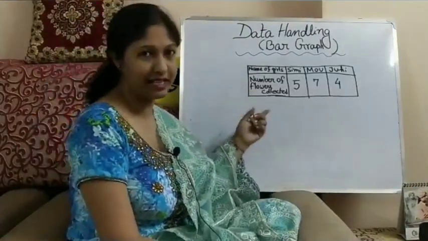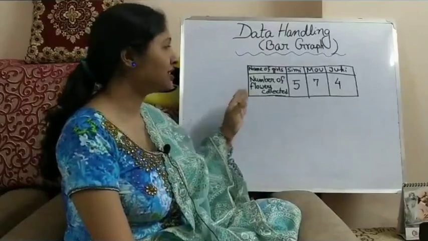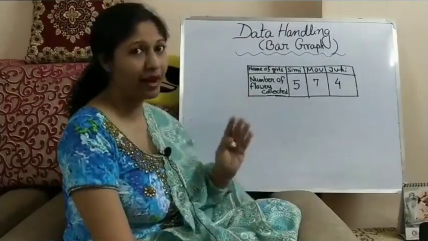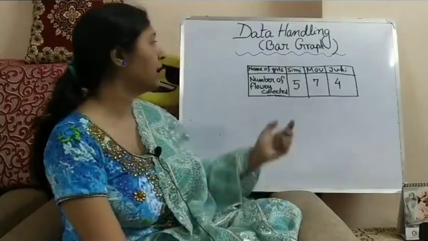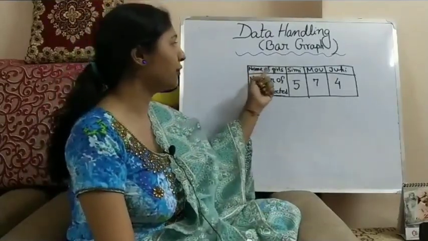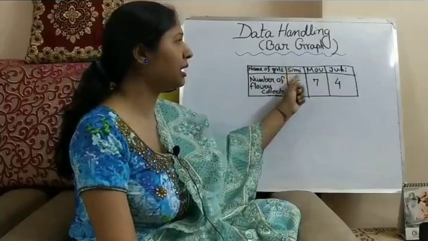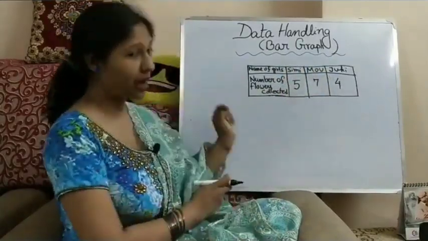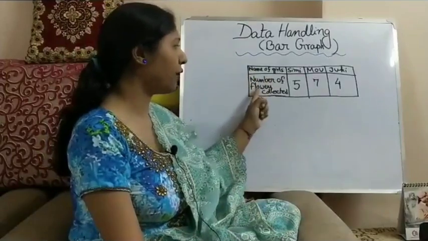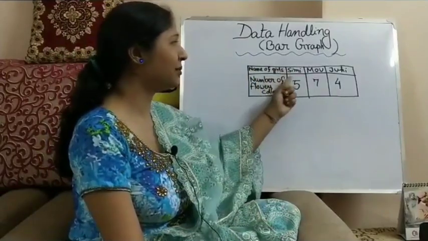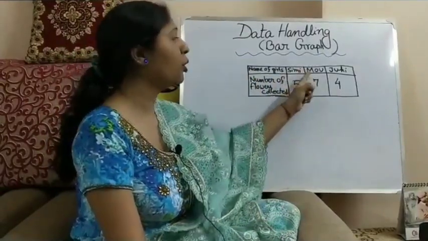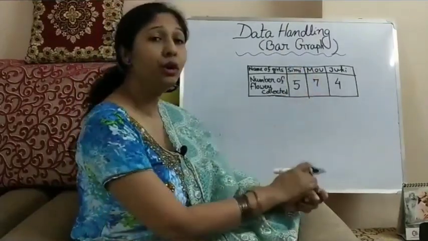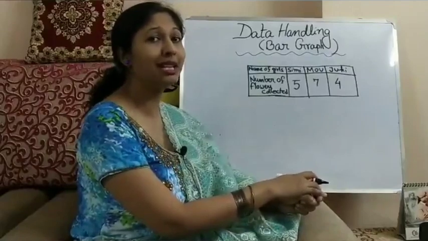This is our data. So this data we should represent in a bar graph. How we will do that? Here I took names of girls, that is Simi, Mau and Juhi. They collected some flowers. So number of flowers collected: Simi collected 5, Mau collected 7 and Juhi collected 4. So how we will show it in a bar graph?